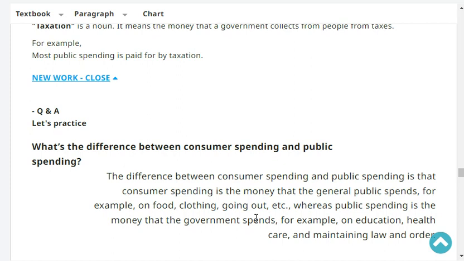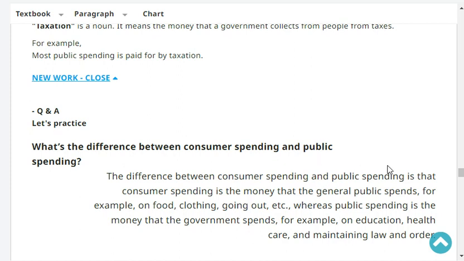The difference between consumer spending and public spending is that consumer spending is the money that the general public spends, for example, on food, clothing, going out, etc. Whereas public spending is the money that the government spends, for example, on education, healthcare, and maintaining law and order.